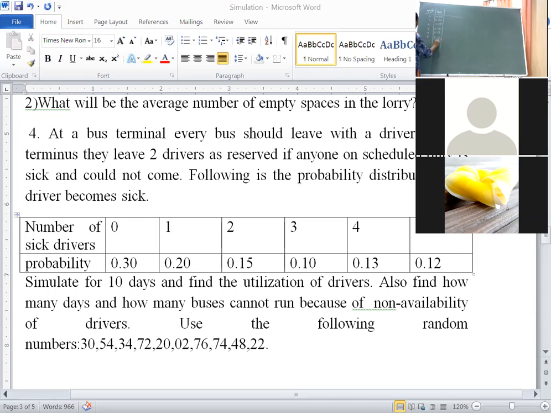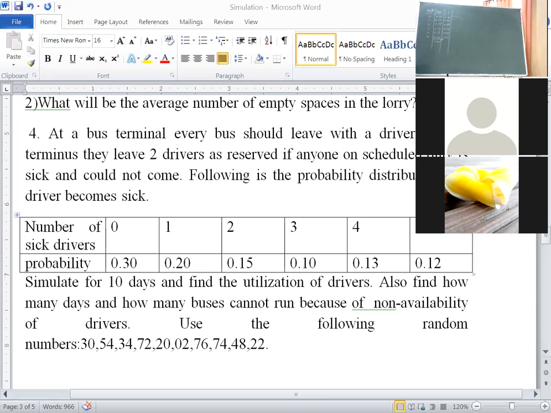If you add this, you will get 1. Then we have to calculate the cumulative probabilities. You know how to calculate the cumulative probability. The first class interval remains as it is. Then you have to add 0.20, then it will become 0.50. 0.50 plus 0.15 is 0.65. 0.65 plus 0.10 is 0.75. 0.75 plus 0.13 is 0.88, then plus 0.12, it will become 1.